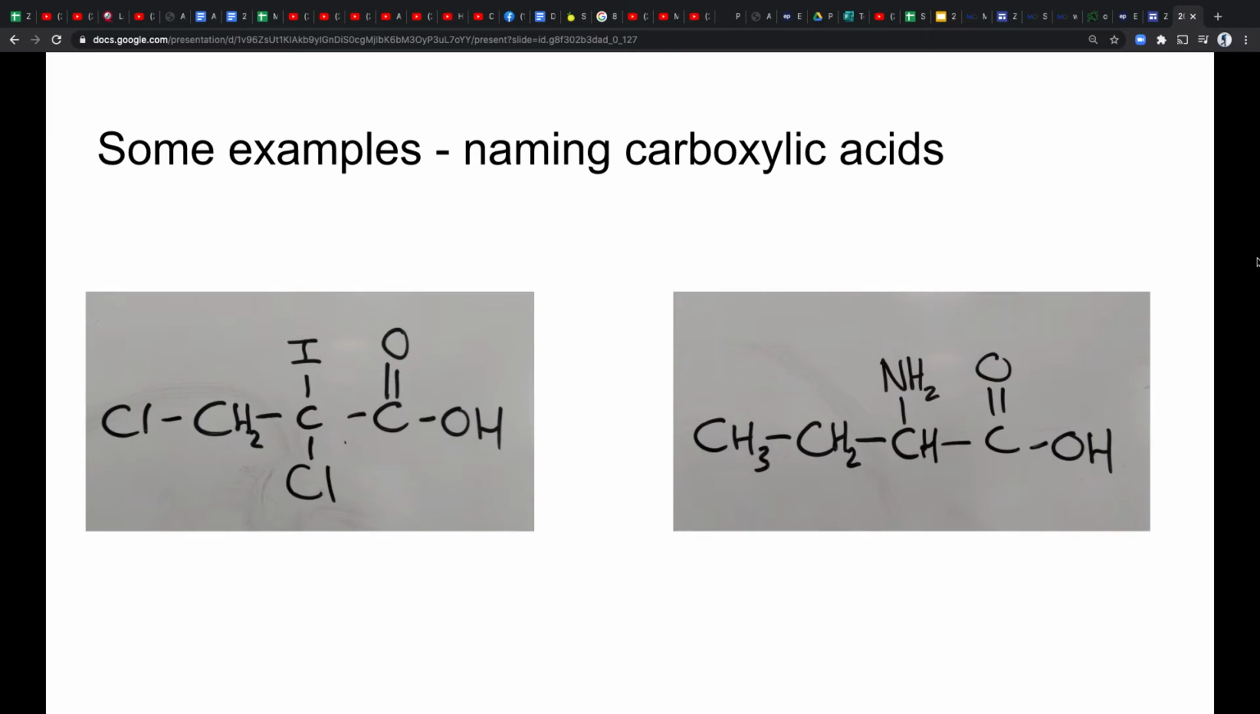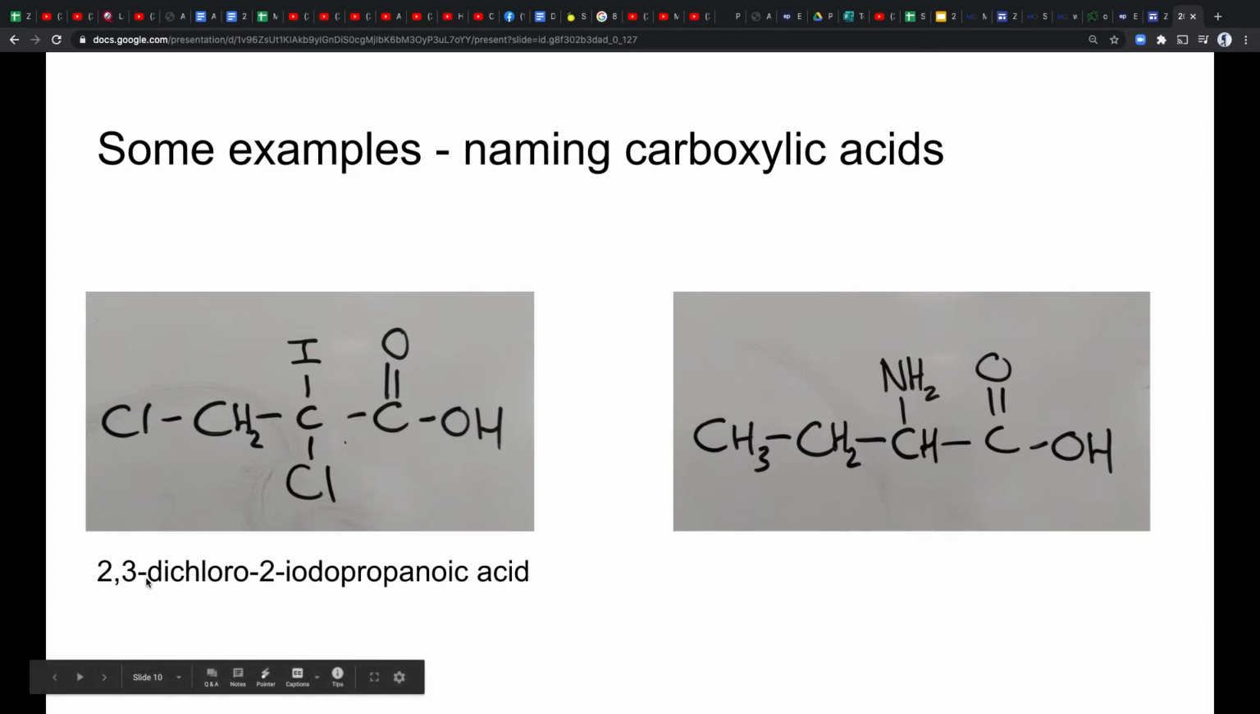What do we think? There we go. I got 2,3-dichloro-2-iodopropanoic acid. I think that sounds good to me. Yep, 2,3-dichloro-2-iodopropanoic acid. It's in alphabetical order for those functional groups. Remember, the D in di does not have any influence on alphabetical order. We're looking at the C in chloro coming before I in iodo.